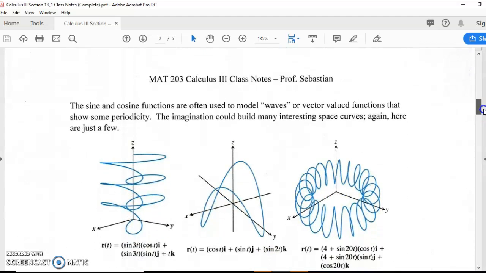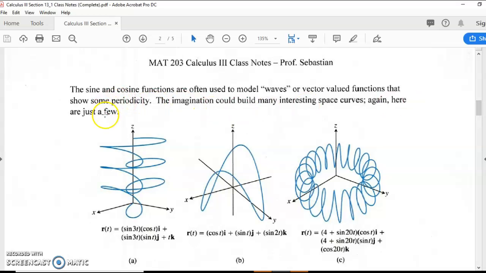Okay, so now I want you to understand in general that the sine and cosine functions are often used to model waves or vector valued functions that show some kind of periodicity. The imagination can build many interesting space curves. Again, here are just a few.